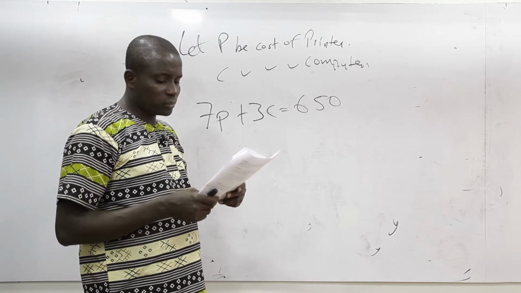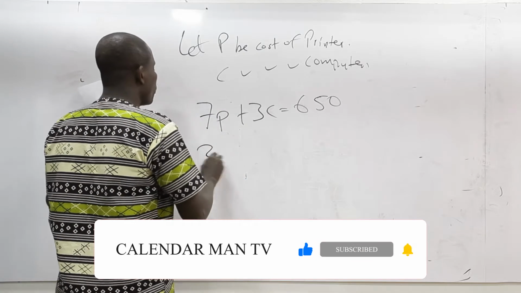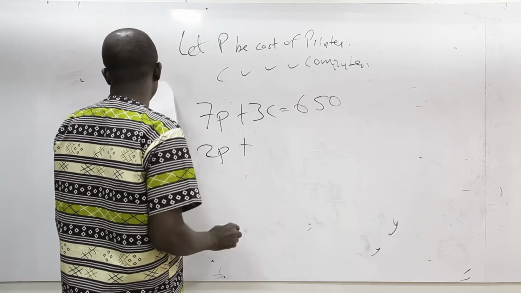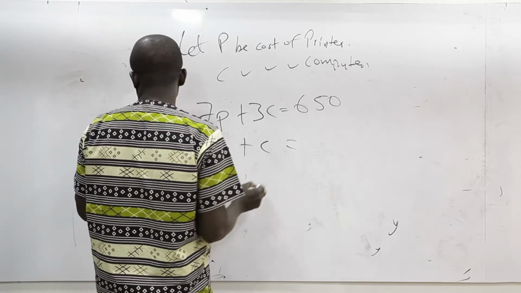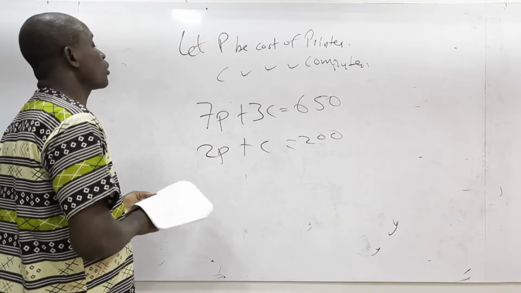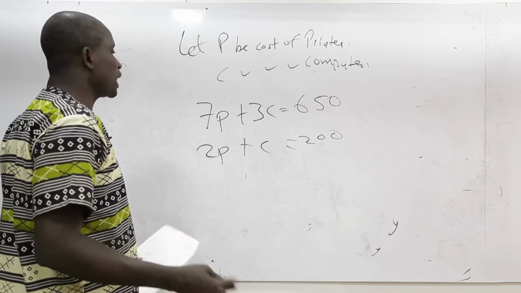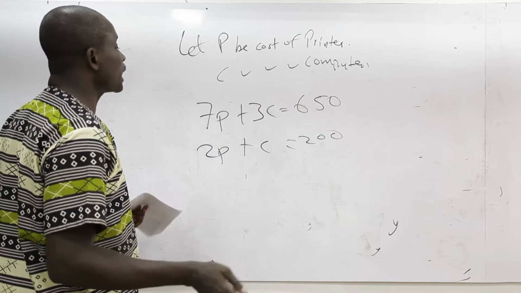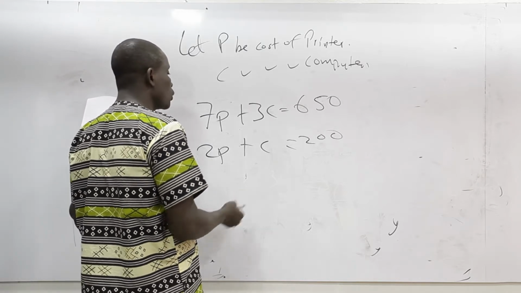If the sum of the cost of 2 printers, so 2P, and a computer, meaning 1 computer, is 200. Find the cost of a printer and a computer. So here, he's asking you to find C and P, that's all. As usual, now that I've taught you how to go about this one, you should be able to go about it.